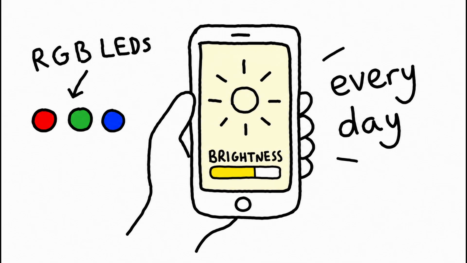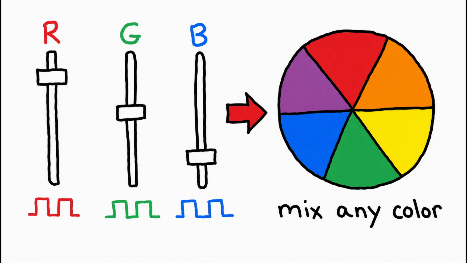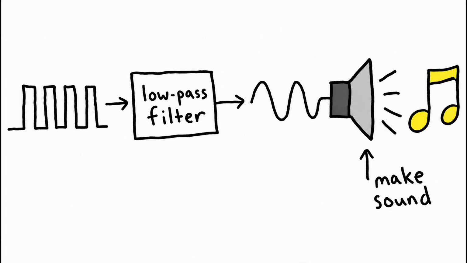LED dimming and RGB color mixing. You've been using this every day on your phone. By mixing PWM on red, green, and blue LEDs at different duty cycles, you can get any color you want. Audio generation. If you output PWM at audio frequencies and filter it with a simple low-pass circuit, you can generate sounds, tones, even crude speech from a basic microcontroller.